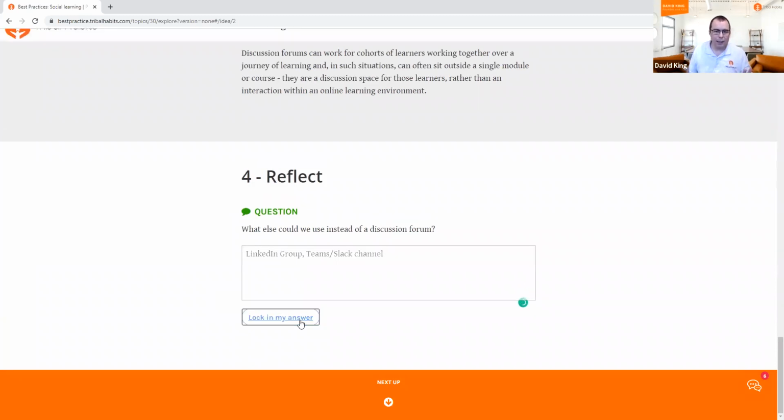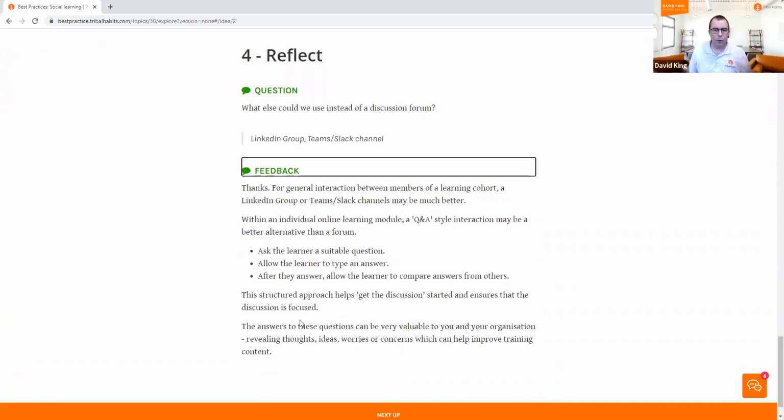And in this case, I'm using the forum not for online learning. I'm setting up just a chat space, an interaction space for people to go outside of individual learning modules and talk as a group.